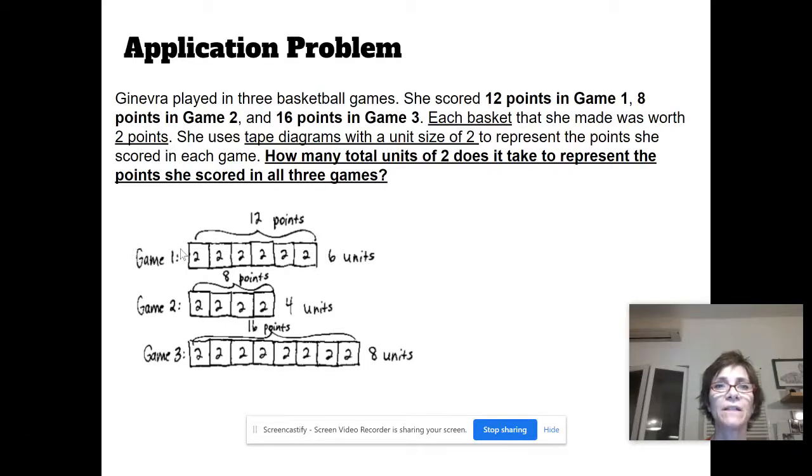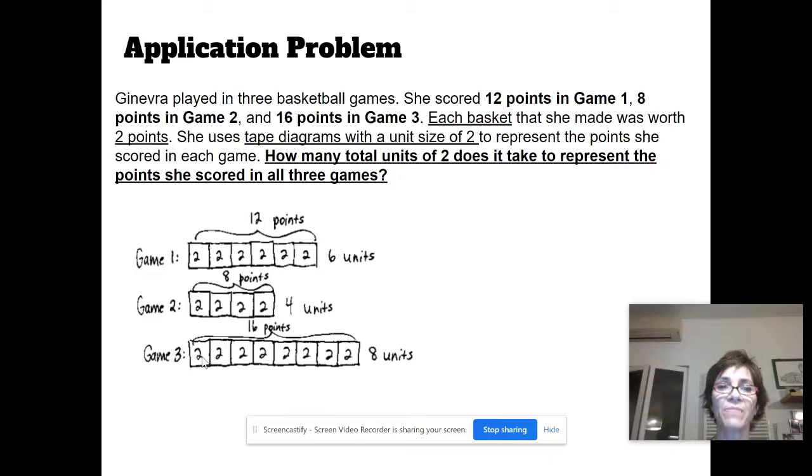We can see in game 1, it says she scored 12 points. And each basket is worth 2 points. So we're going to count by 2s. Each unit has a value of 2. We're going to count by 2s. 2, 4, 6, 8, 10, 12. How many units? There's 6 units for a total of 12 points. And we're going to do the same for the other 2 games. Game 2, she scored 8 points. So we're going to count by 2s. 2, 4, 6, 8. That's 4 units of 2 for a total of 8 points.